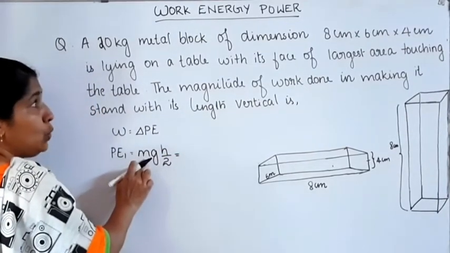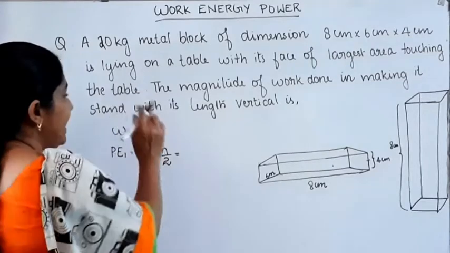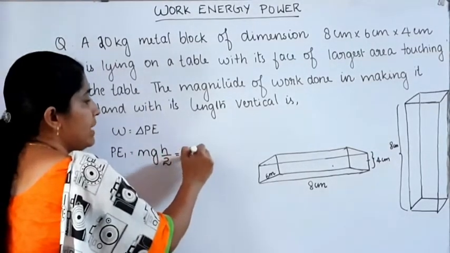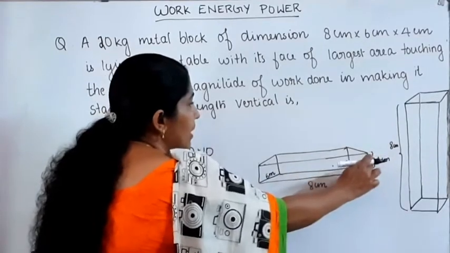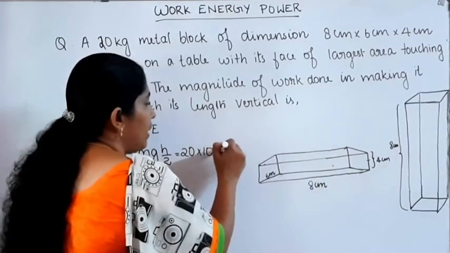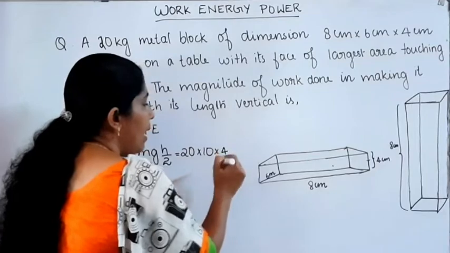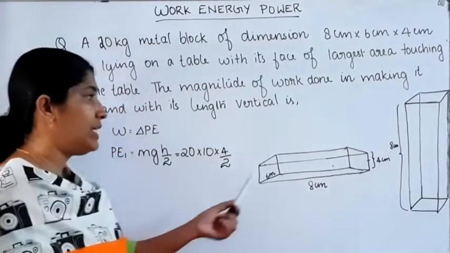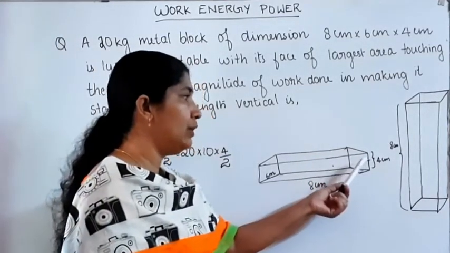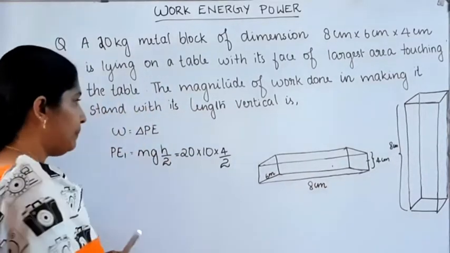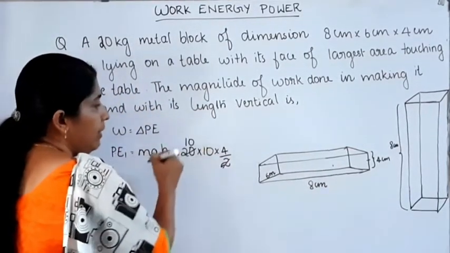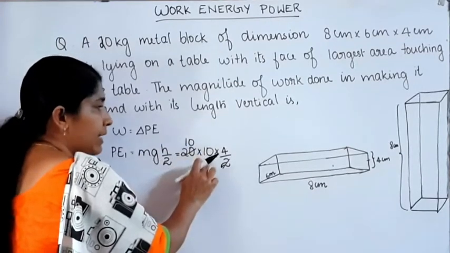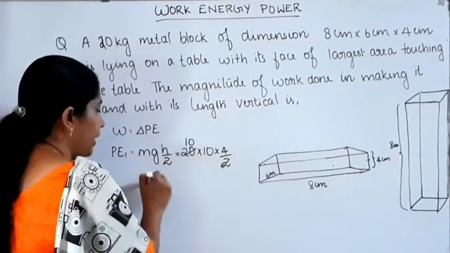m is equal to, what about the weight? 20 kg. 20 into g is equal to 10 into height. Height h is equal to 4 centimeter. Then 4 divided by 2. Height is always measured towards the center of mass. Then h is equal to 4 divided by 2. Then 2 cancels with 20, it's equal to 10. Then 10 into 10, 100. 100 into 4 is equal to 400.